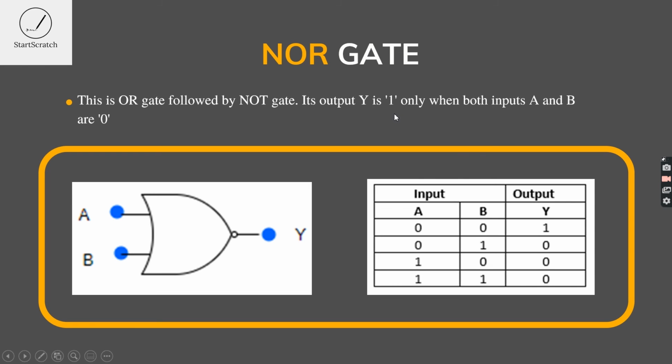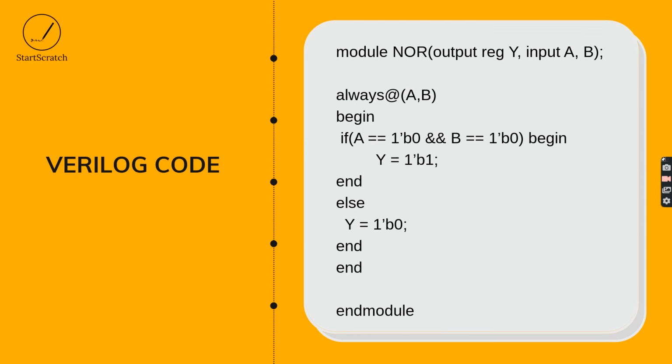Now just pause the video and try once how to design a Verilog code for the NOR gate. If you find it easy, just check my Verilog code and see whether it is correct or not. Now let's see my code. I mentioned the NOR gate here, and here the condition is a equal to 0 and b equal to 0, then y equal to 1, or else y equal to 0.